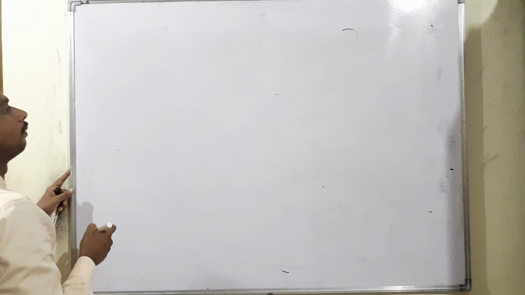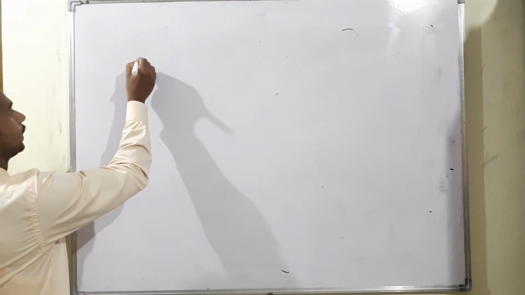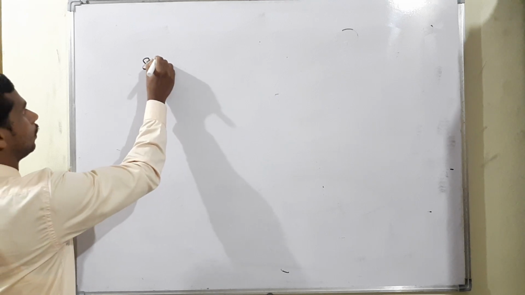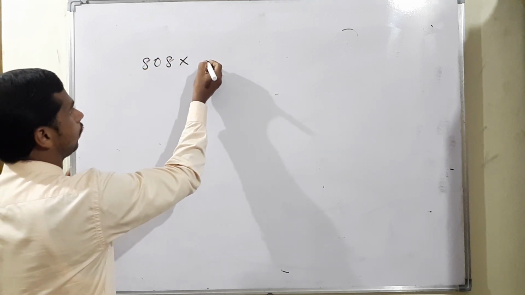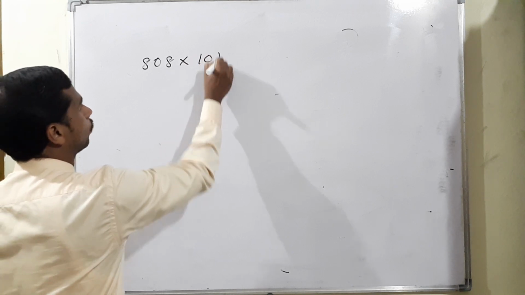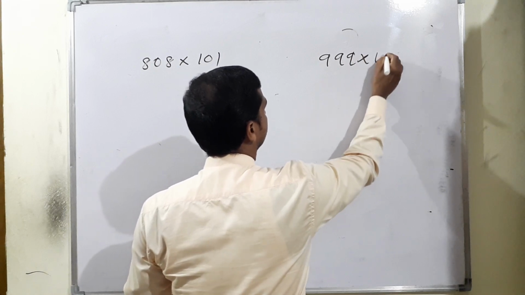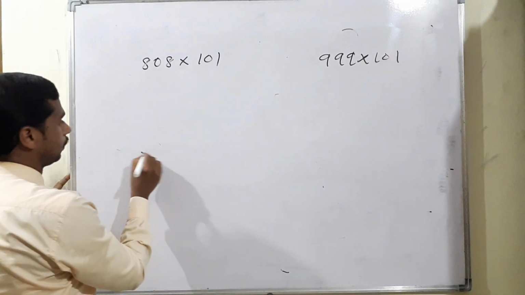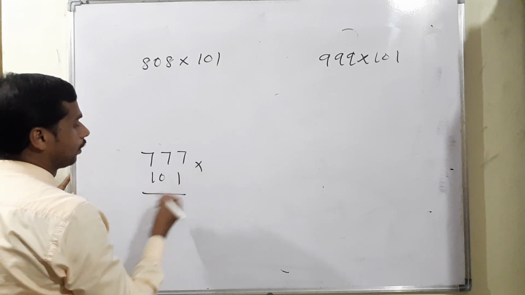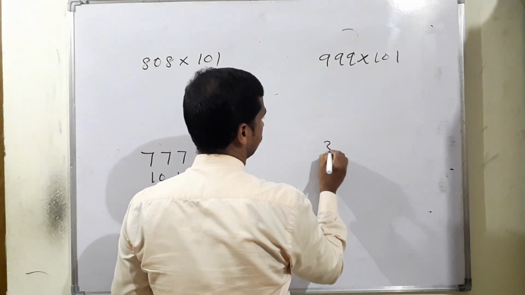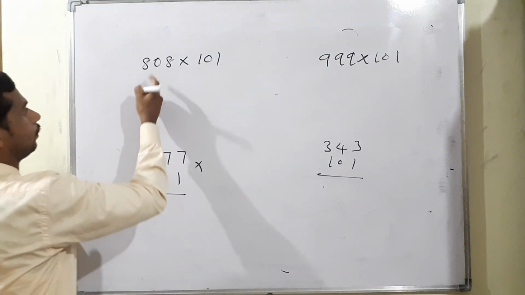Next one, into 11, very simple: whatever the number into 101. So example, 808 into 101, then 999 into 101, 777 into 101, 343 into 101. Very simple logic.